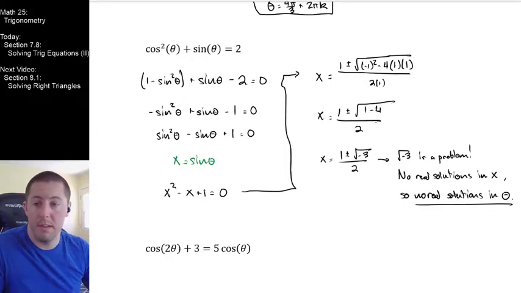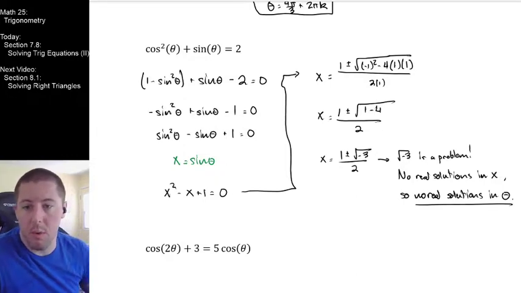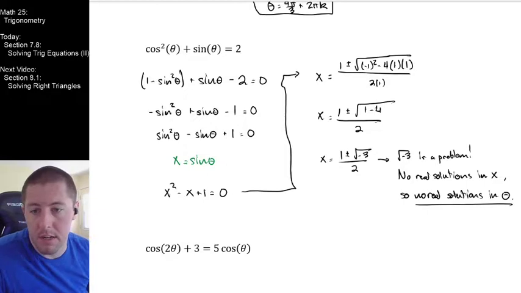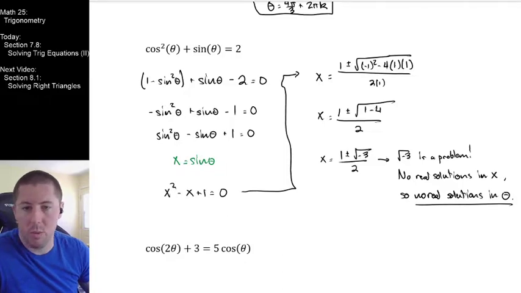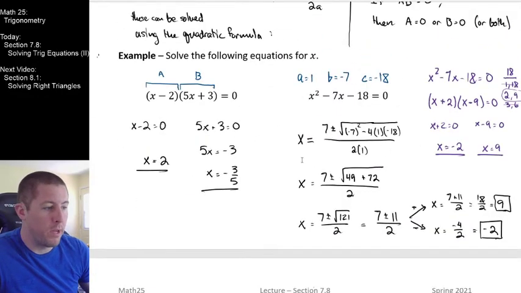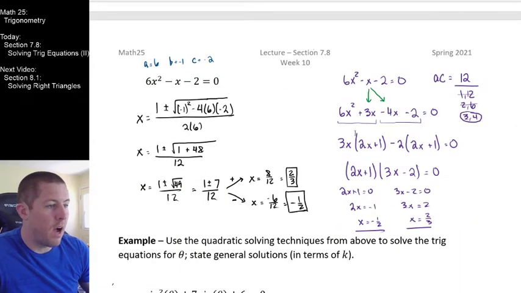So just be aware, this is absolutely a possible outcome with any of our trig equation solving scenarios. It might be that you get stuff where it's just like, oh, this doesn't contribute any solutions overall. There are no solutions. We can't take square roots of a negative. Remember that we actually already saw this a little bit earlier today. We saw back right here.